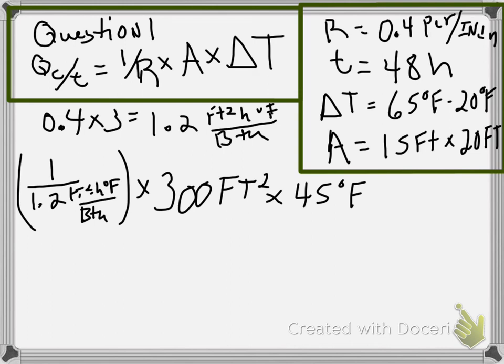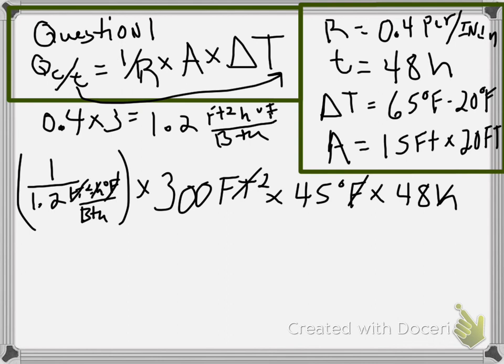We're also looking for a time of 48 hours, so I'm going to take my time and move it to this side of the equation, making it times 48 hours, and that's going to give me my total answer. First I'm going to cross out my units: feet squared, hours to hours, Fahrenheit to Fahrenheit, and my answer is going to be left in BTUs.